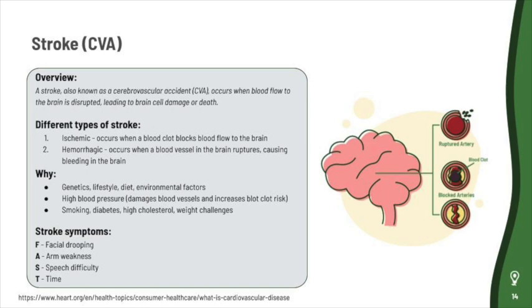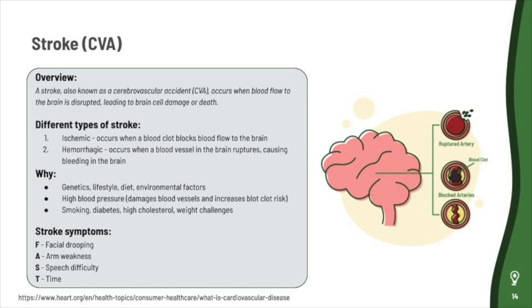A is for arm weakness. Have the person hold their arms out in front of them, and either one arm will be lower than the other unintentionally, or they won't be able to lift it at all. Speech difficulty, ask the person to speak. Say their name, say a sentence, and note if they're having any difficulty with their speech.